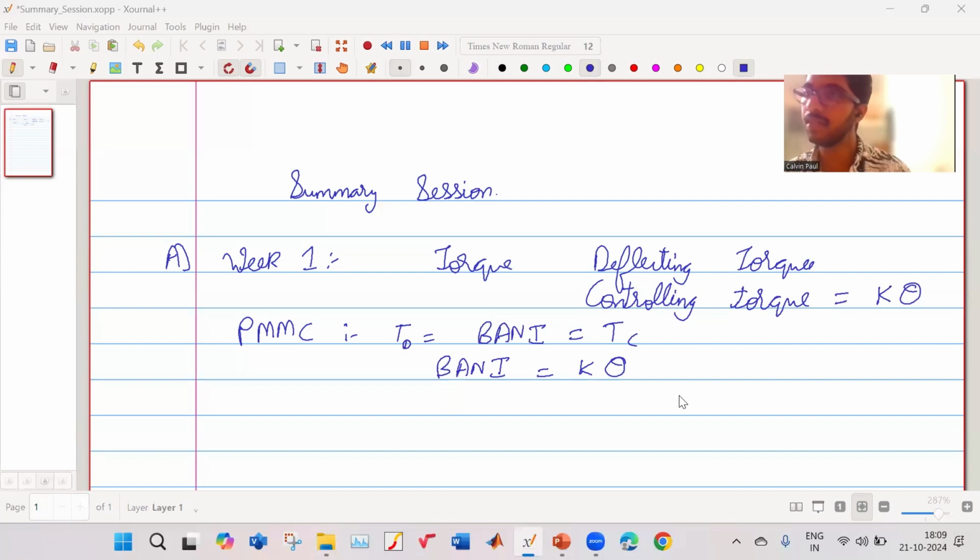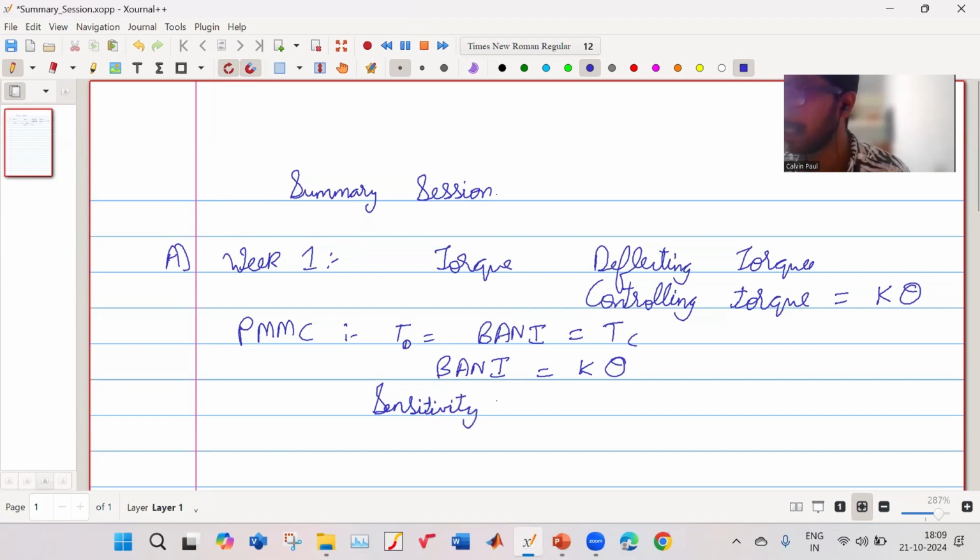Various things will be given. Another thing to note down is sensitivity. Sensitivity is the deflection per current. So what will that be? That will be BAN upon K. Okay, so these are some things you must remember.